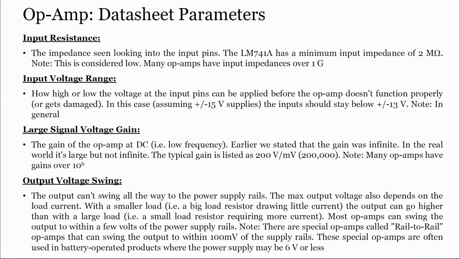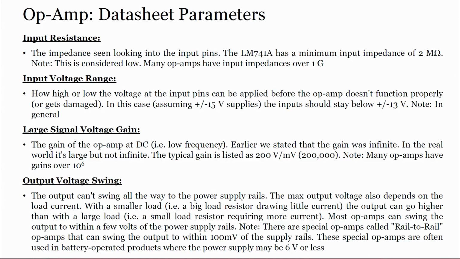So, other parameters: input resistance, input voltage range, large signal voltage gain, output voltage swing. These are the parameters you will see in the data sheet. Impedance looking into the input pins: the LM741 has a minimum input impedance of 2 mega ohms. Many op amps have an input impedance of 1 giga ohm or over.